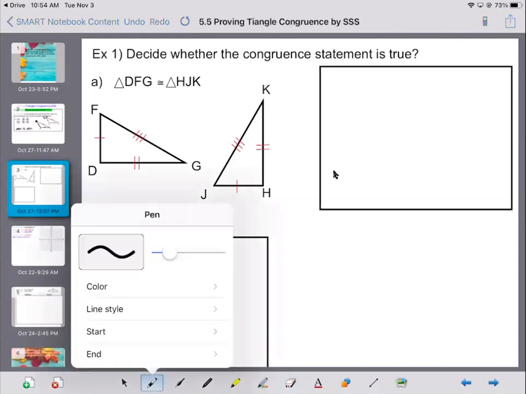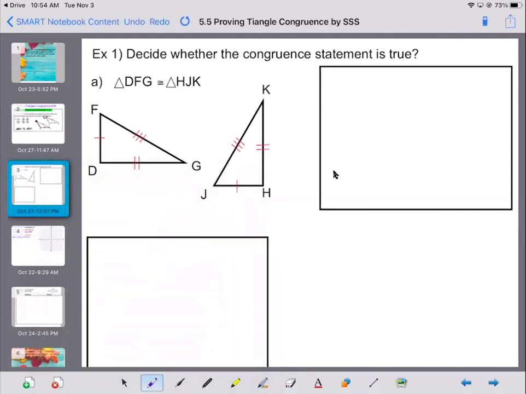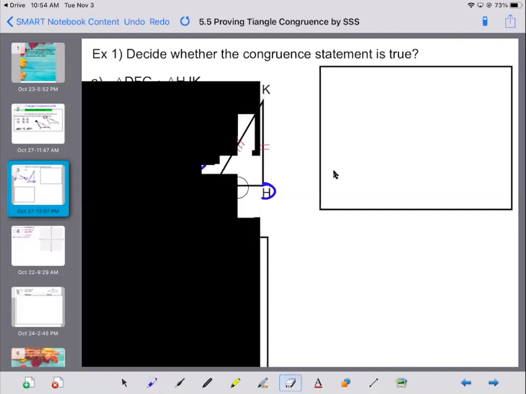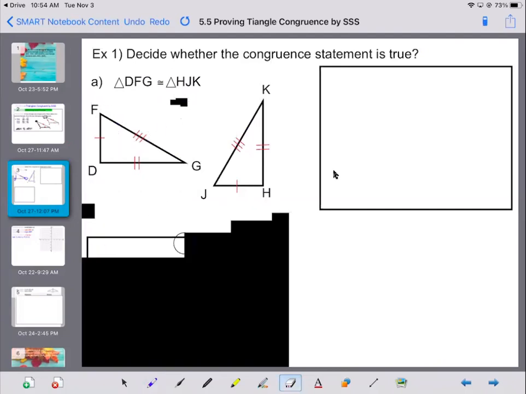So far, I agree that all three sides are congruent to the other three sides. Now we just need to make sure that the order of these letters that they gave us is correct. So they went from D to F down to G. So they started at the shorter side and then went across what looks to be a hypotenuse. So let's see if that matches up with HJK. They started at H, went to J, so short side, that's good, and then went across what looks to be a hypotenuse to K. So I would agree that these letters are in order.